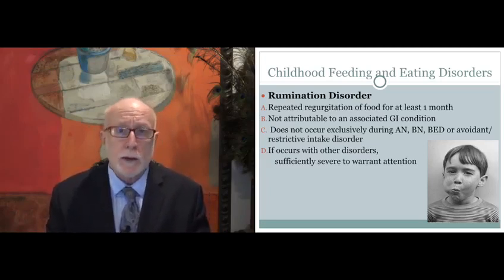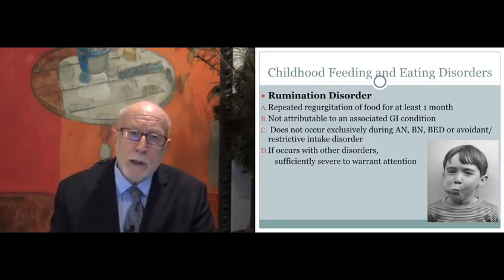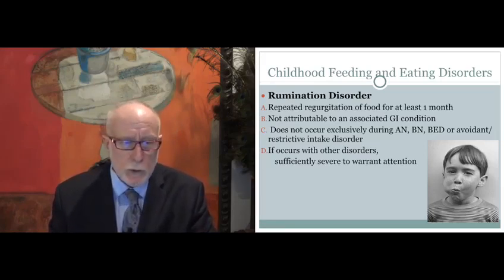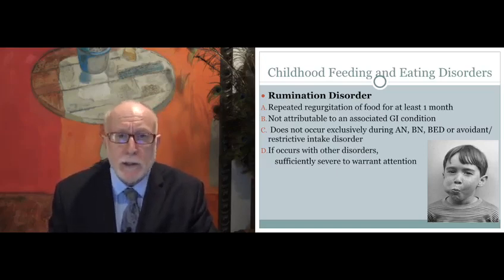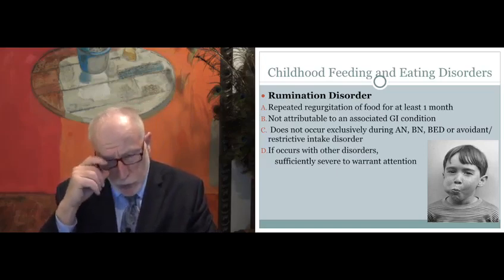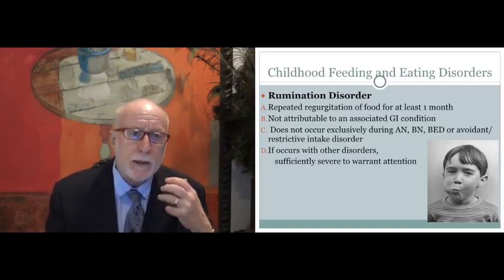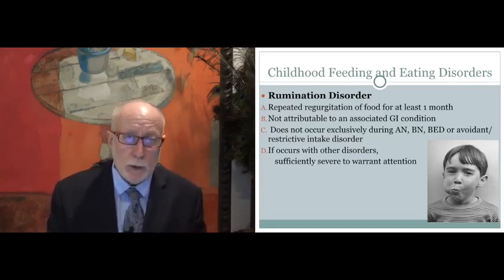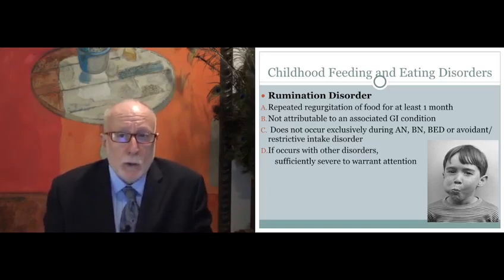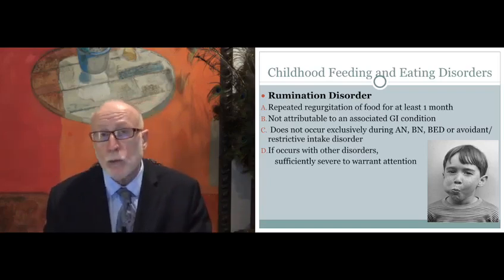Well, let's turn from pica then and talk about the second of those feeding and eating disorders, and that's rumination disorder. Well, what is rumination disorder? Rumination disorder is a kid who repeatedly regurgitates food for at least a 1-month period of time. Now, what do I mean by regurgitation? What I mean is the child typically will chew the food and then swallow it and then bring it back up, typically into the mouth, sometimes spitting it out, but more often re-chewing it and swallowing it again, much like a cow does with its cud. You chew, you swallow, and then you bring it back up and you re-masticate.